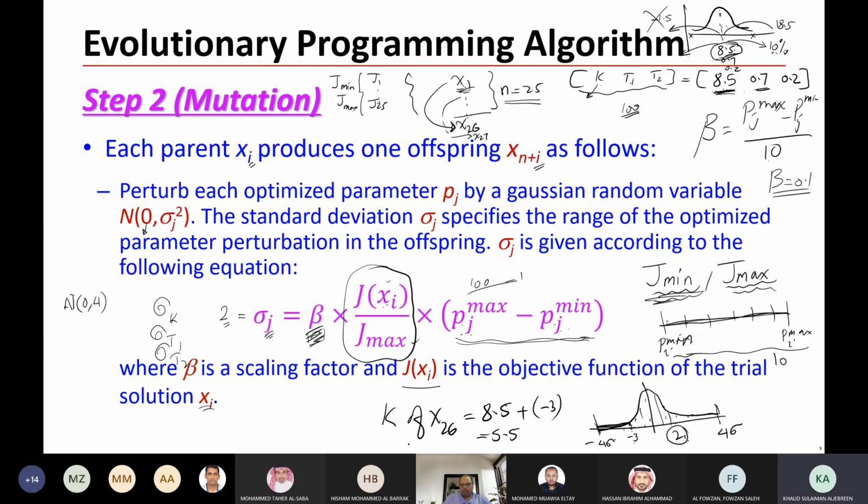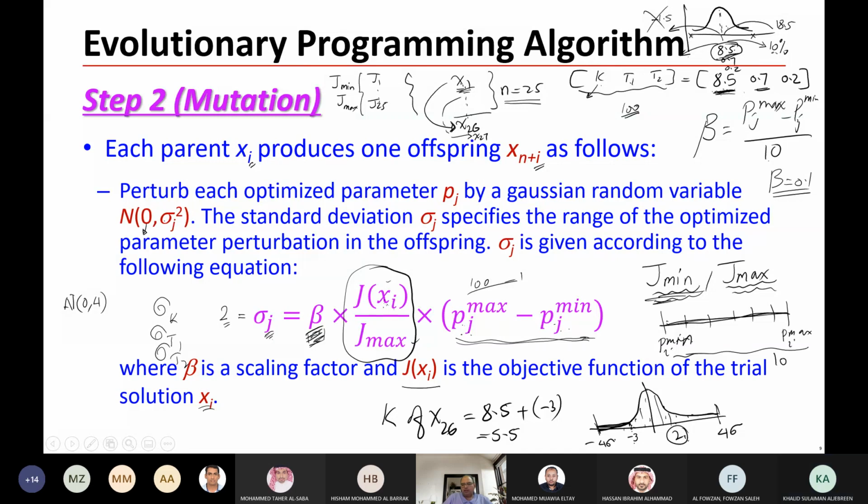Yes, another question, if you allow me, doctor. Go ahead. Thank you very much, doctor. Would it be different if we used a uniform distribution rather than Gaussian?